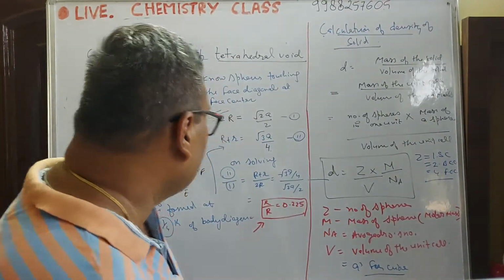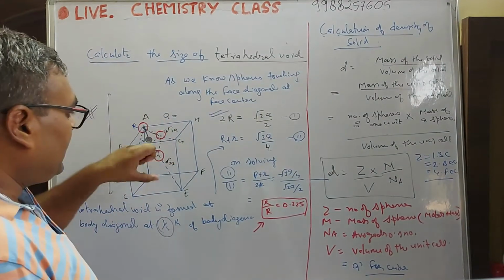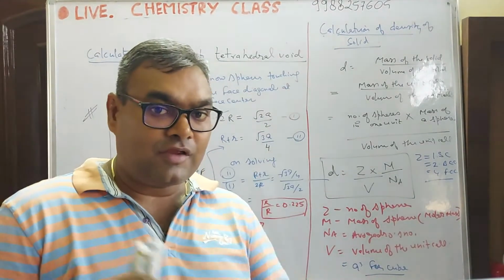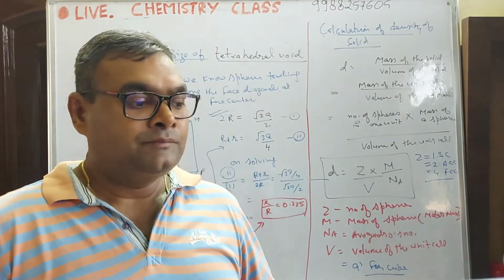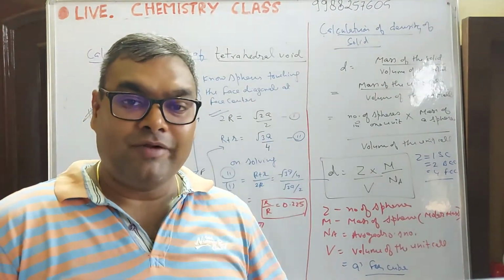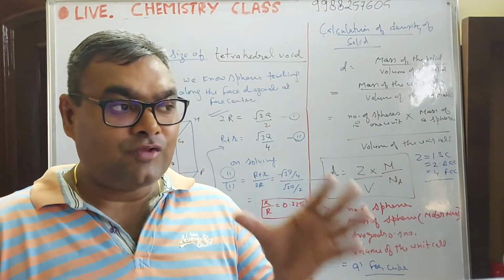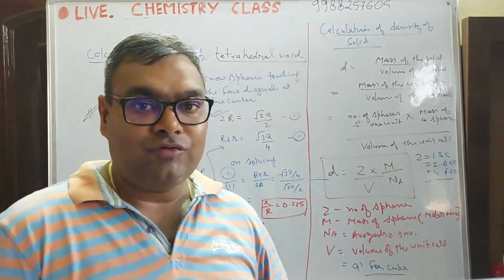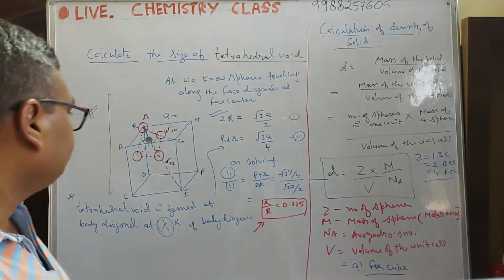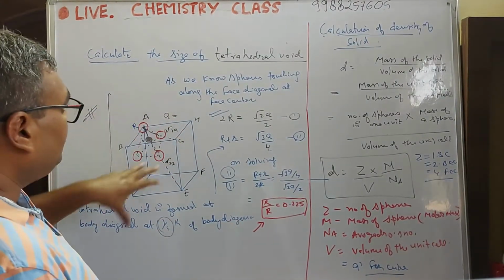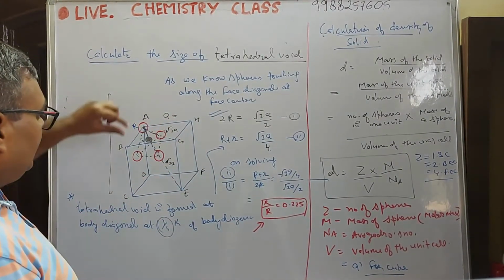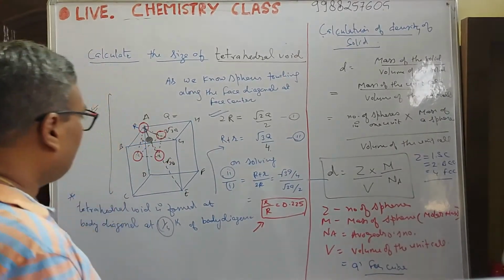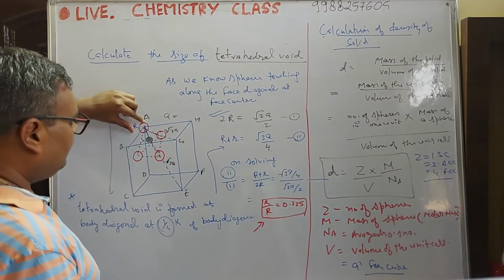As you know, in the FCC or CCP close packing, octahedral voids are placed at all edge centers as well as the body center. While if we talk about tetrahedral voids, all tetrahedral voids are placed on the body diagonal near the corner inside the lattice unit. So this is the corner of the FCC unit. I have just pointed out only one corner.